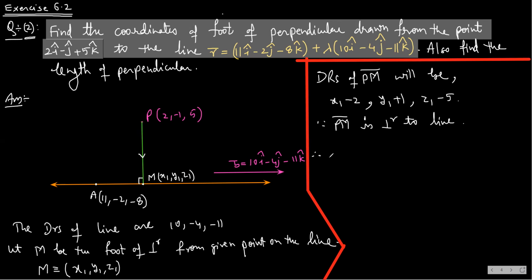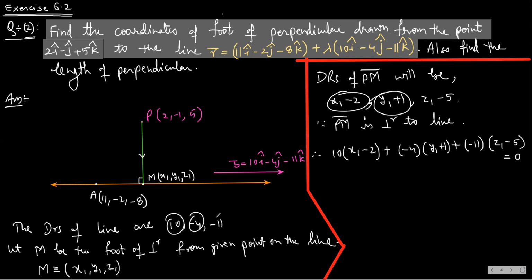See, 10 into x1 minus 2 plus minus 4 into y1 plus 1 plus minus 11 into z1 minus 5 equals 0. Okay. Why? Very simple, because these two lines are perpendicular to each other. We have already done this. When the lines are perpendicular, then the sum of the product of corresponding DRS components will be equal to 0. The same for DCS also. And when the lines are parallel, then the DRS or DCS are proportional.